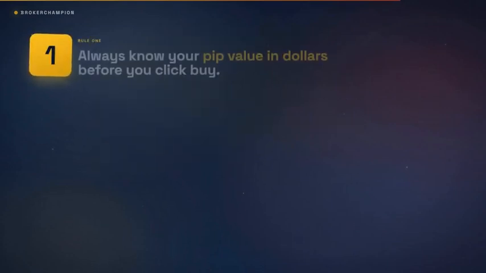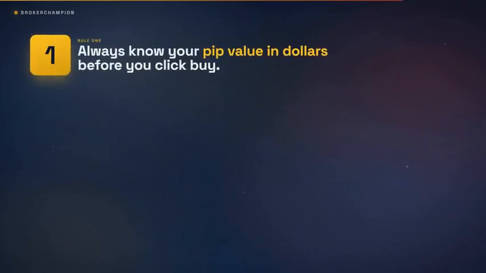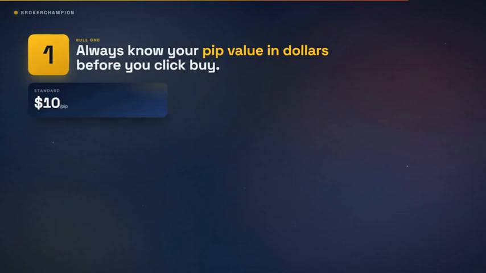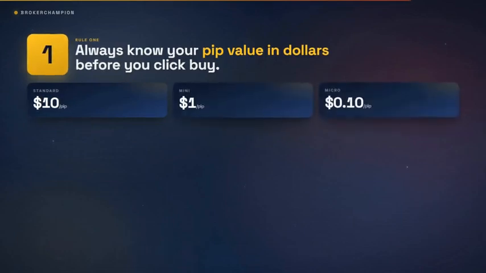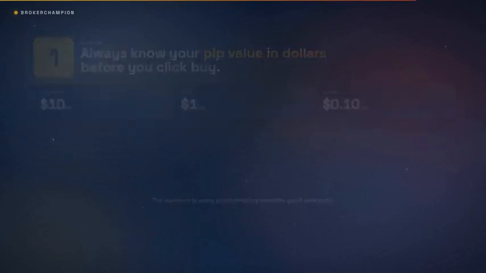So pull it all together. 3 rules. 1. Always know your pip value in dollars before you click buy. Standard lot, $10 a pip. Mini, $1. Micro, 10 cents. That's the constant in every position sizing equation you'll ever write.